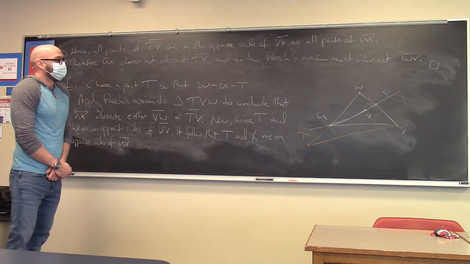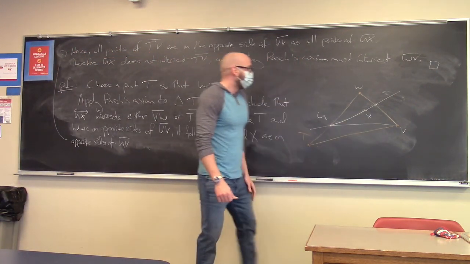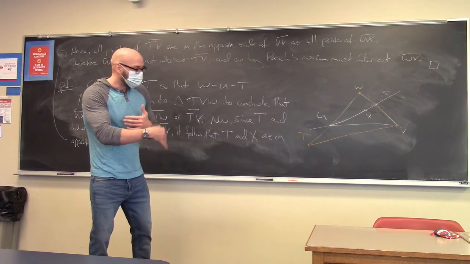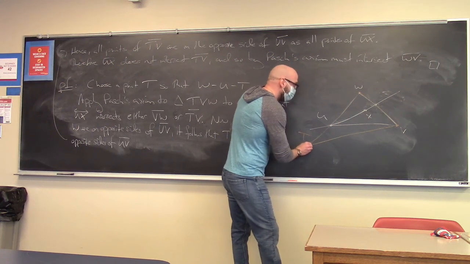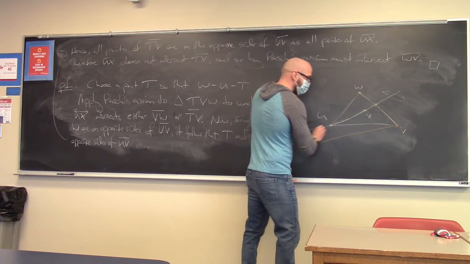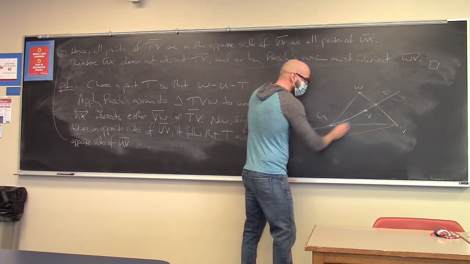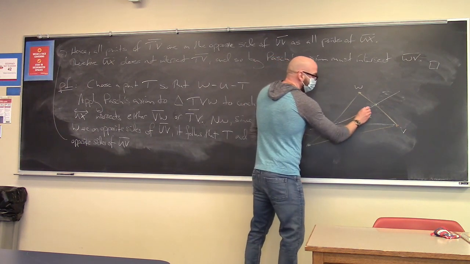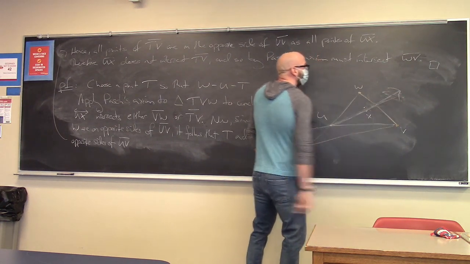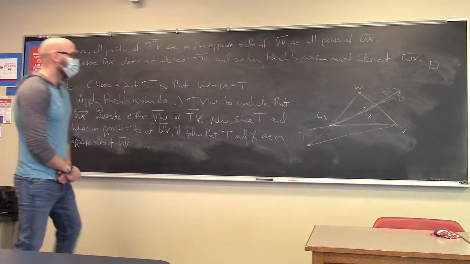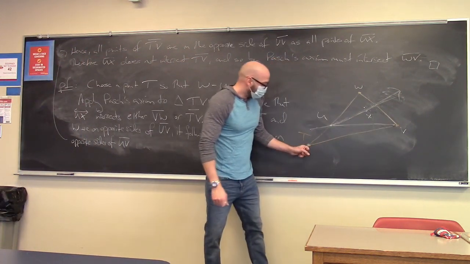Okay, so Pasch's axiom tells us it must cut through one of these two sides, but by using this plane separation stuff, since I know that T and W are on opposite sides of this line, and X is on the opposite side, then there's no way it can loop around and cut through here. It must proceed like that. Right, because this entire line is on the opposite side of U and V as T is.